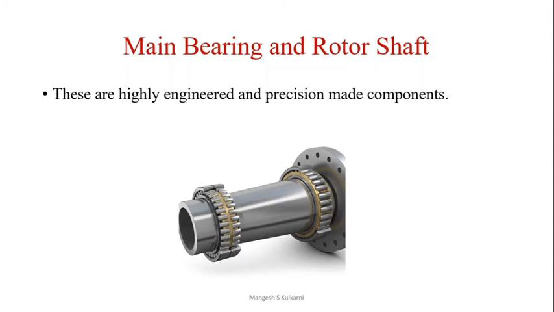Next is the rotor main shaft. The rotor main shaft is connected in between the hub and the gearbox. Its function is to transmit the speed of the rotor to the gearbox.